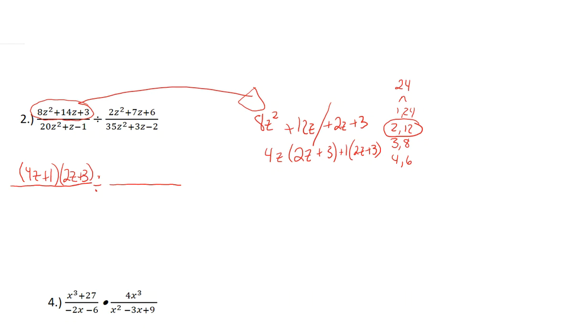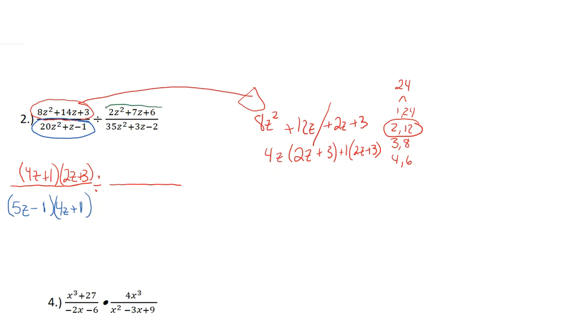Now, I would basically do the same thing, or I could do guess and test for the other ones. For the first denominator, we get 5z minus 1 times 4z plus 1. Again, multiples of 20 give you 5 and 4. Multiples of 1, 1 and 1. And then you can check the inside. This will give you negative 4. This gives you positive 5. That adds up to be a positive 1z in the middle.